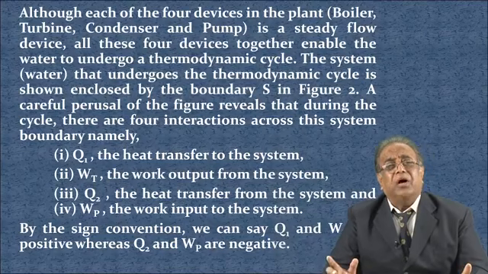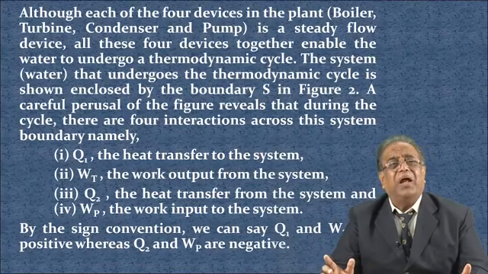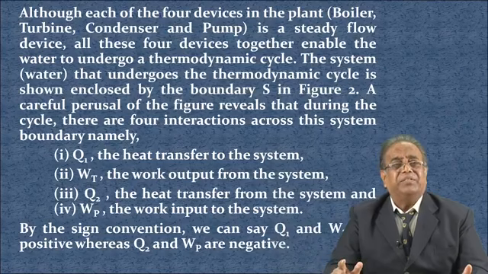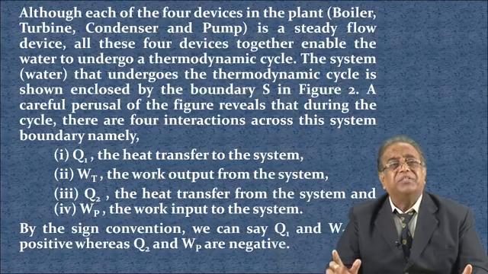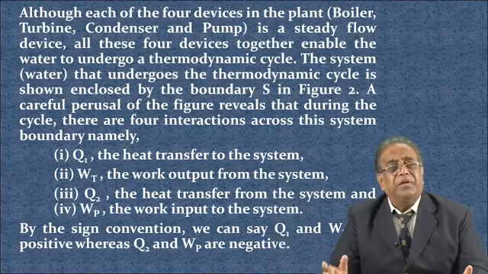Although each of the four devices in the plant, boiler, turbine, condenser and pump, is a steady flow device, all these four devices together enable water to undergo a thermodynamic cycle. The system, that is water, that undergoes the thermodynamic cycle is shown enclosed by the boundary S in the earlier figure, which is shown in the block diagram.